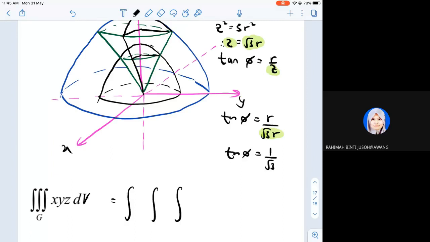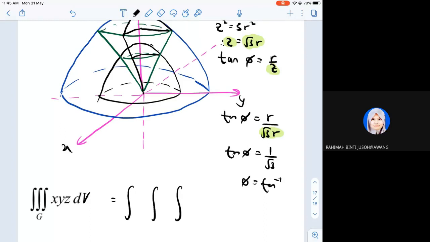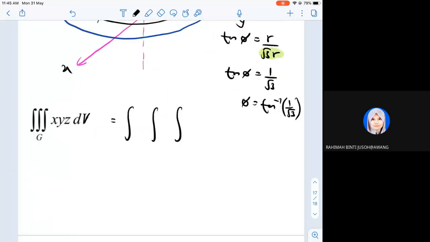Okay, so 1 over square root 3, what happened? Kalau you tekan calculator, phi equals to berapa ni? Shift tangent 1 over square root 3. Berapa guys? Pi over 6. Okay, good. Very good. Pi over 6 ataupun 30 darjah. Alright, well done. So kita punya phi adalah pi over 6 lah. Alright. So dah settle kat situ.